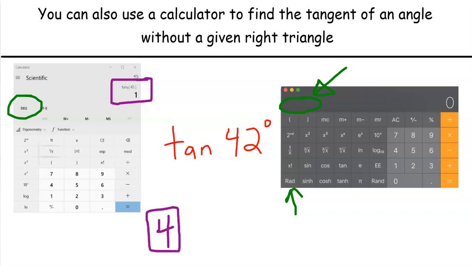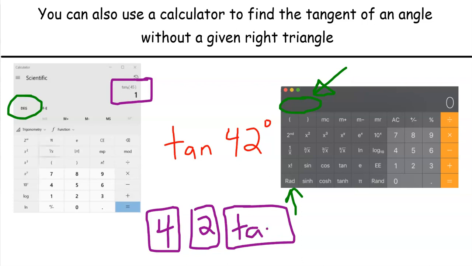So to find the tangent of 42, you would type 4, 2, and then the tangent button, TAN, which is here, and underneath trigonometry here, which brings down a list of trig functions. So if you want to copy this process down, you're welcome to. If it makes sense, you don't need to.